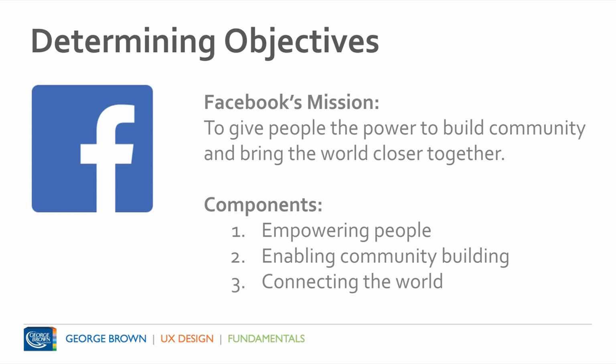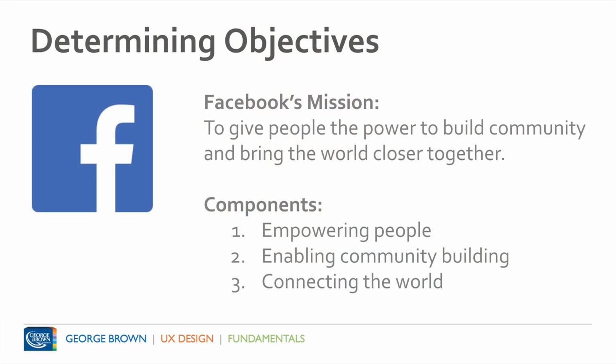If you fundamentally understand Facebook's business needs, all product objectives should map back to those needs. That will determine the feasibility of any project that you would perform for Facebook. As long as your product objectives can be mapped to either empowering people, enabling community building, or connecting the world, then you should be aligned in your strategic objectives.